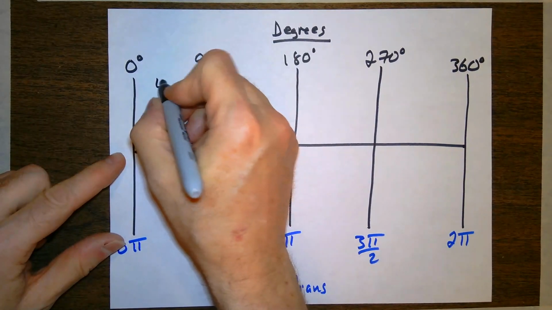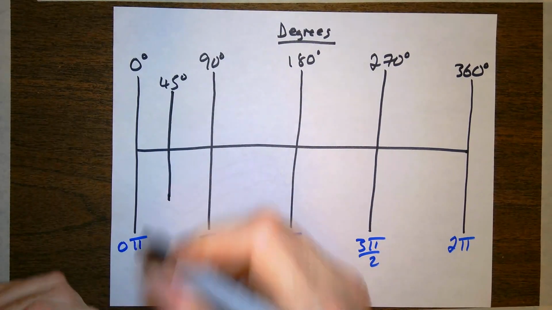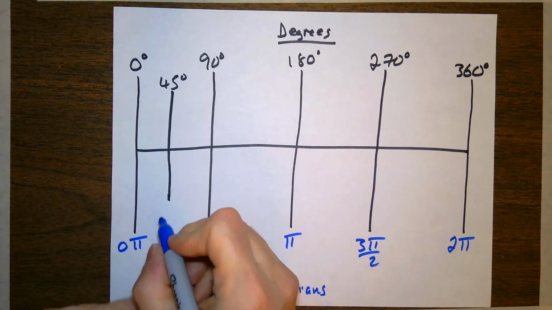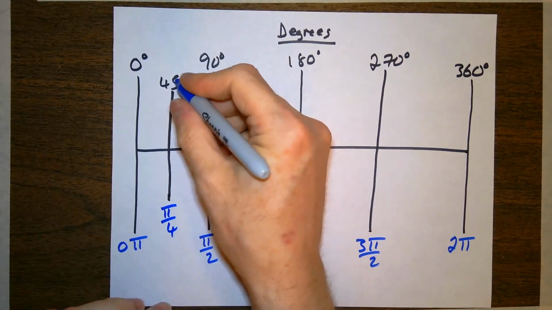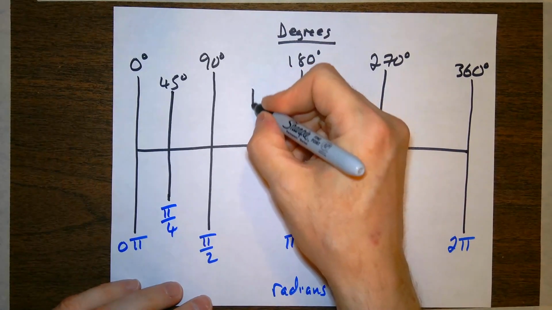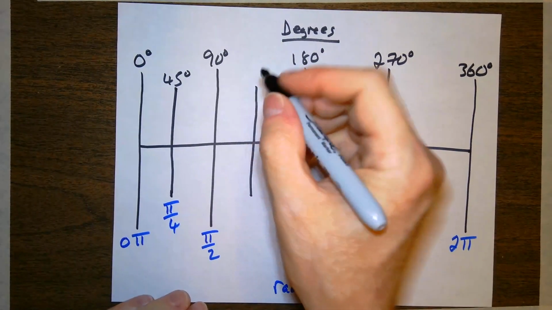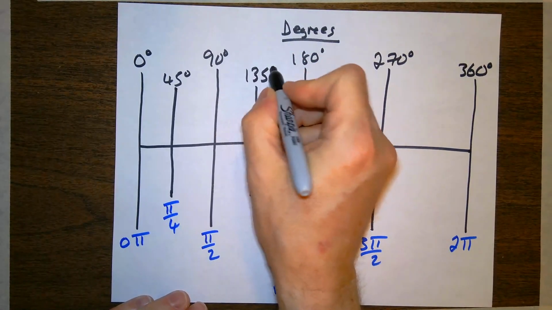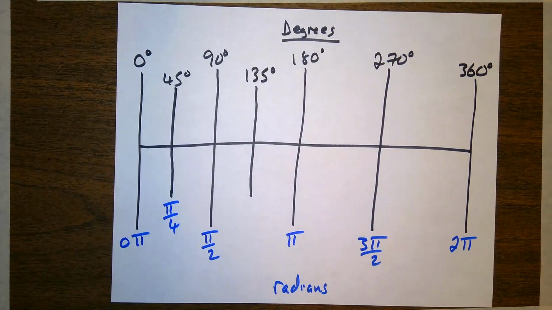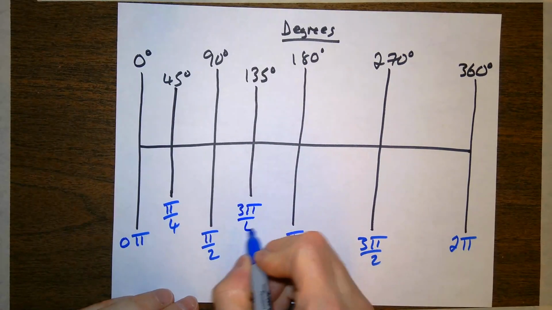Halfway between 0 and 90 is 45 degrees. Halfway between 0 and pi over 2 is going to be pi over 4. 45 degrees is pi over 4. In the second quadrant, halfway here would be 135 degrees. And halfway between pi over 2 and pi would be 3 pi over 4.